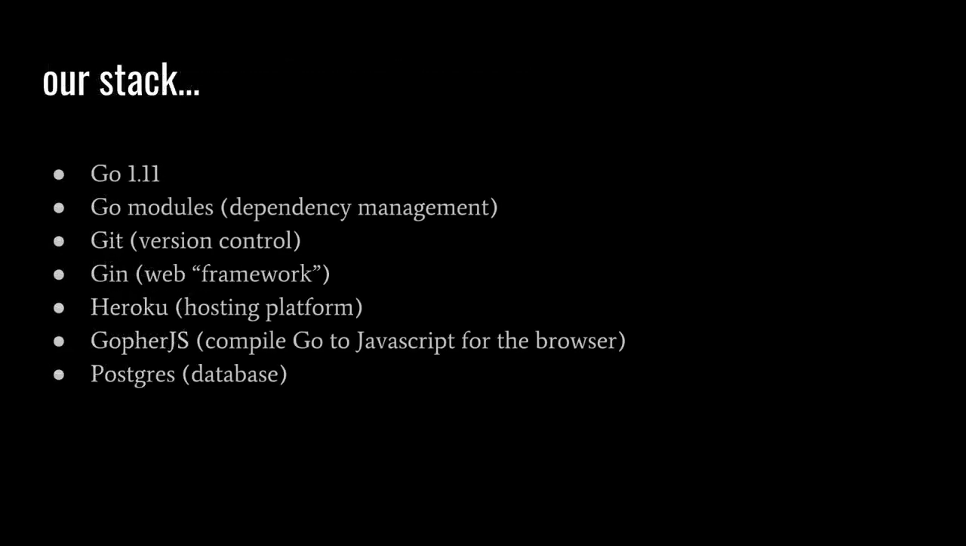So in our stack, we're going to be using Go 1.11, and it's important to use the latest version because it has this new feature, Go modules, which is a new way of doing dependency management built into the Go tool itself. So we're not going to use Go vendor or Go deps or any of those alternative dependency management systems. We'll use Git, of course, for version control like most people do these days.